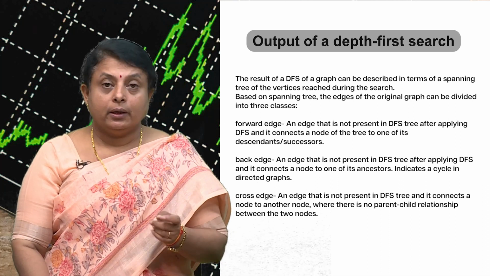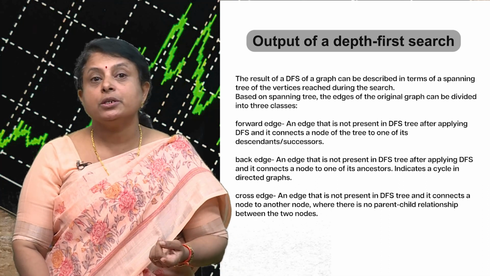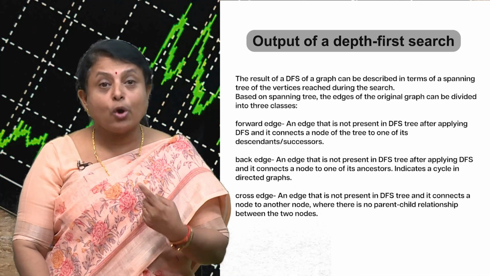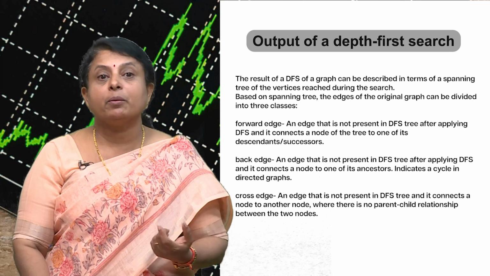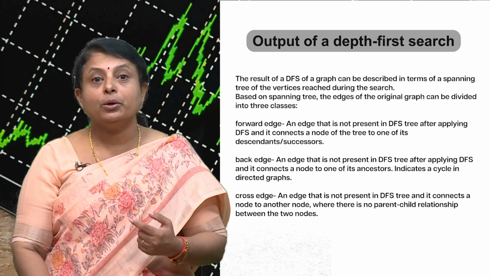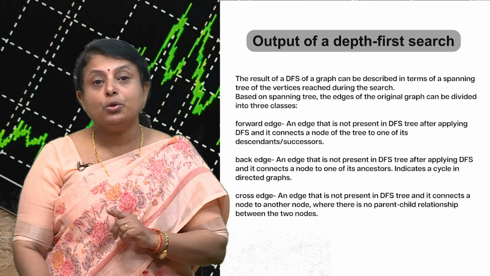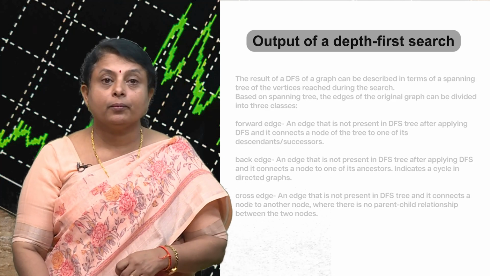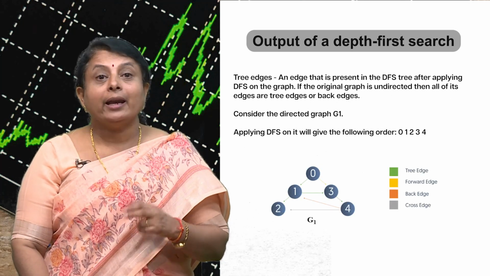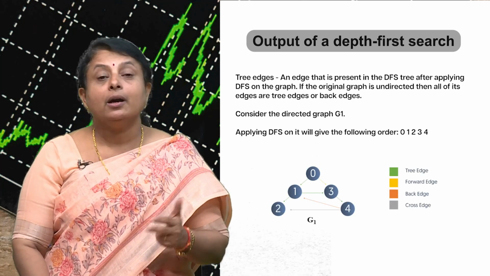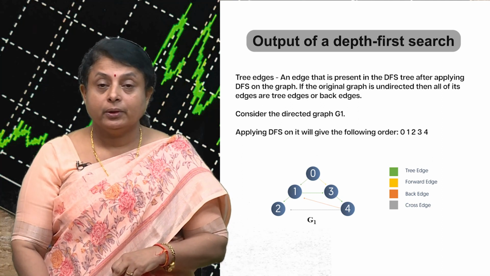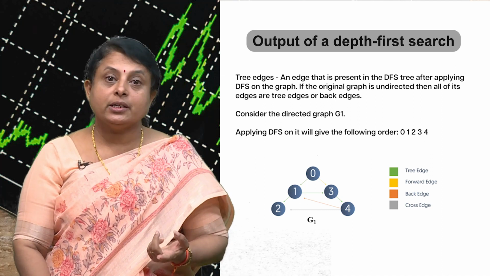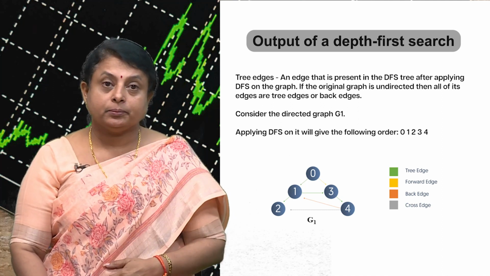Cross edge: an edge which neither points to its ancestor or successor, that is an edge that is not present in the DFS tree after applying DFS, and it connects a node to another node where there is no parent child relationship between the two nodes. Next is tree edge: an edge that is present in the DFS tree after applying DFS on the graph. If the original graph is undirected, then all of its edges are tree edges or back edges.